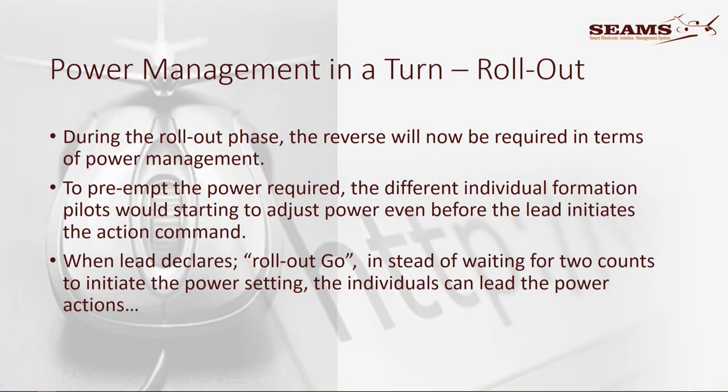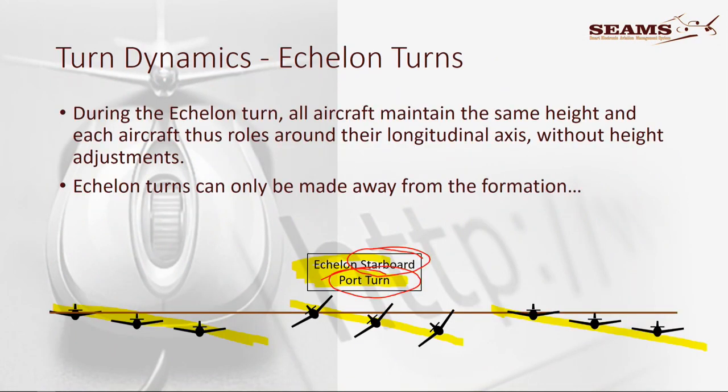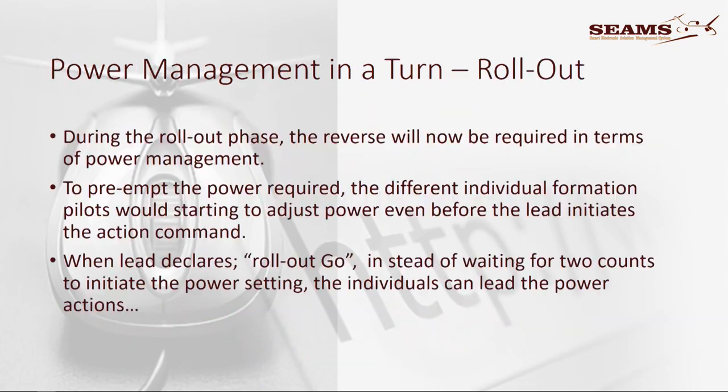Okay, power management. During a rollout phase, oh, how did that happen? Let me just get that pen there. Yeah man, this is where we want to be now. During the rollout turn phase, the reverse will now be required. Preempt the power required.